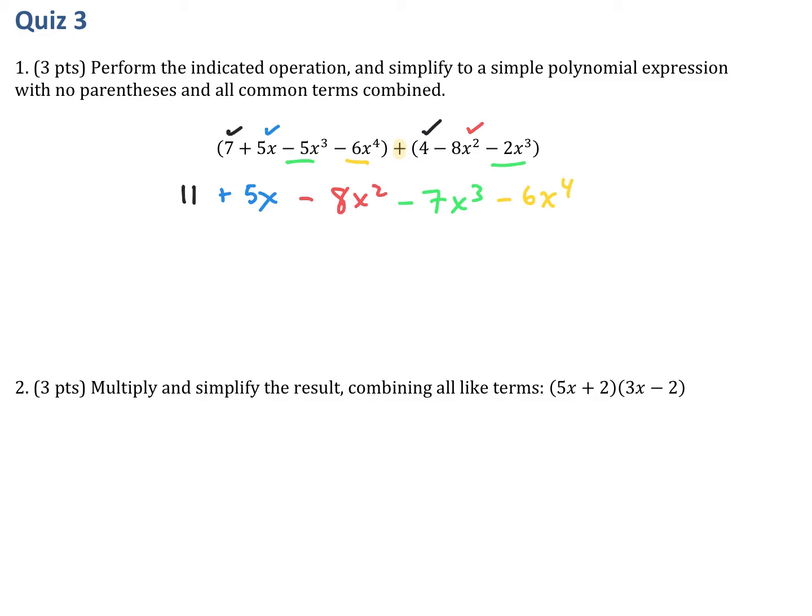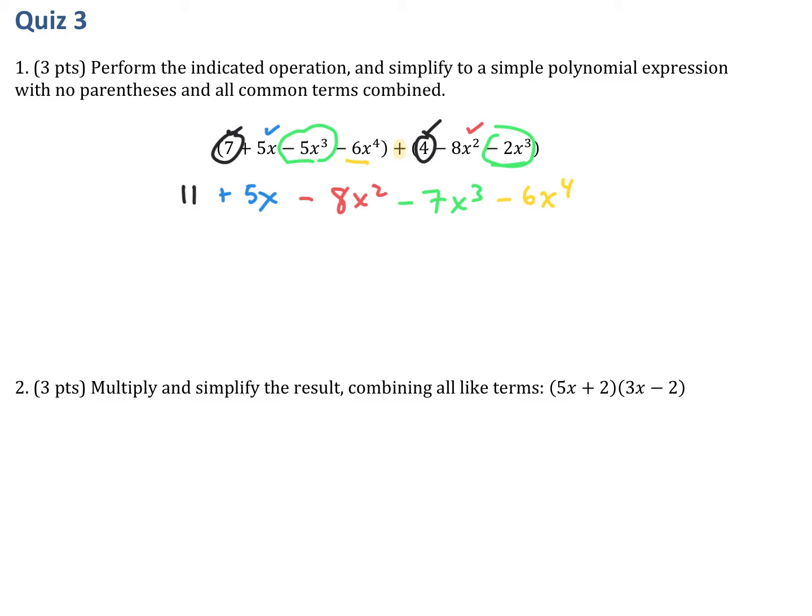So all I'm doing is combining terms of the same type, and I can do that with my constants and my cubic terms, my third degree terms, and the other ones are all just there by themselves, so they just get copied down. So that's what we're doing. In the second problem, we're just doing FOIL, so this is just practice.